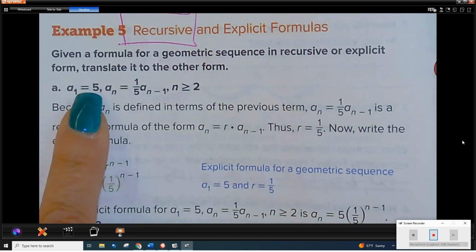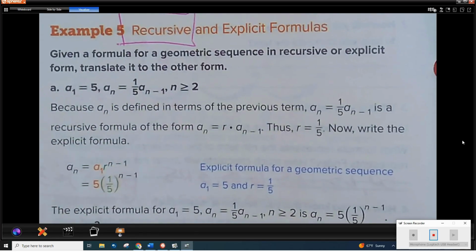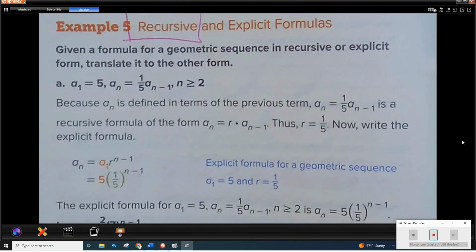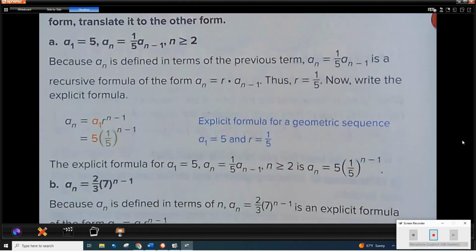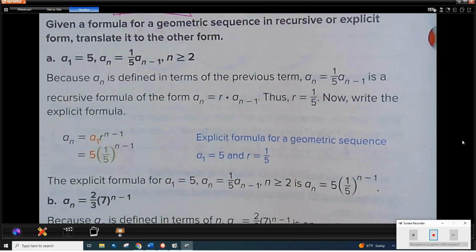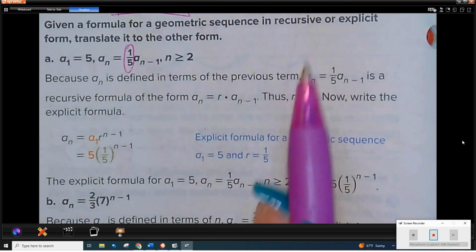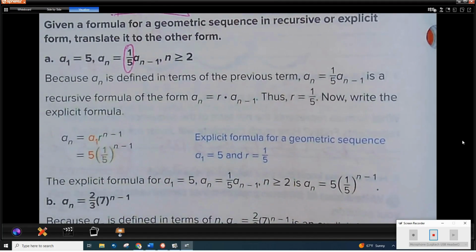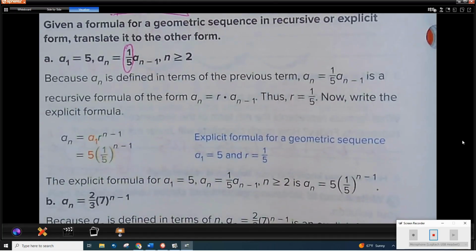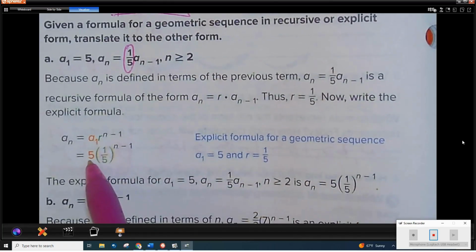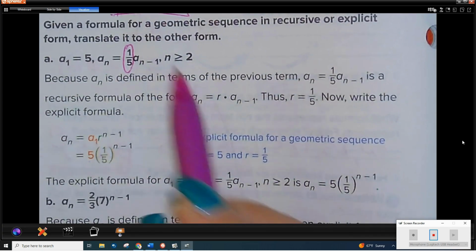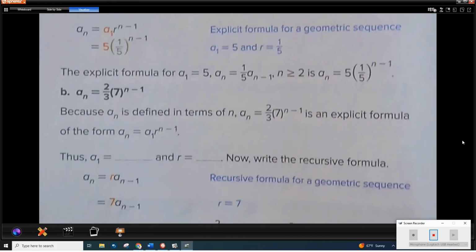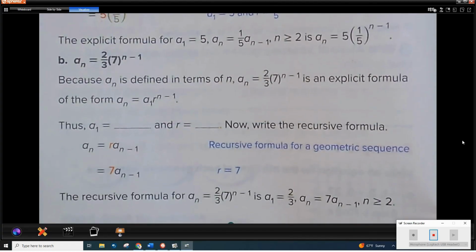Our first number is A5. So since it gave us all this, n is greater than 2, so we're starting with our second term. Write an explicit formula. Well, that's really easy because you could see here it's multiplying by 1/5. So 5 times 1/5 to the n minus 1. Still n is greater than or equal to 2. That's it. Your starting number, your rate, and n minus 1. This is my rate because it shows multiplying by that. The explicit formula, that's it.